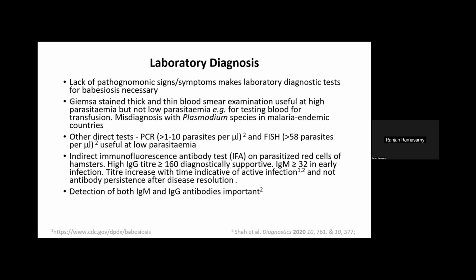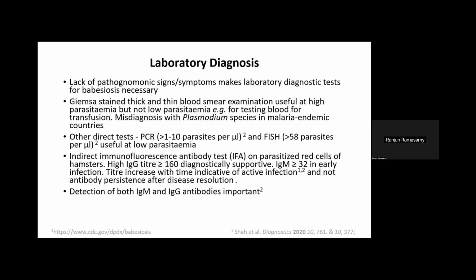Now, the lack of pathognomonic signs and symptoms makes the laboratory diagnosis of babesiosis essential. And this has typically been done in the past by examining thin and thick blood smears after staining with Giemsa. And this is useful at high parasitemia. For example, 200 parasites per microliter should be picked up by most microscopists. But at low parasitemias, this is not very effective. And detection at low parasitemia is often necessary for testing blood for transfusion.